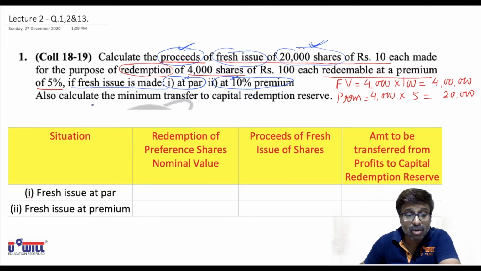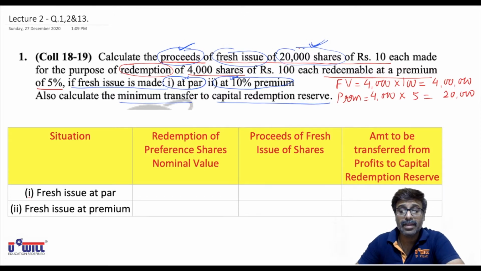And then they also ask to calculate the minimum transfer to capital redemption reserve. We have studied condition 2 of section 55 that there are 2 sources of redemption of preference shares. One is out of the profits of the company, which we studied in condition 3. If you redeem out of the profits, then they are to be transferred to capital redemption reserve. Then in condition 2, we studied the second source of redemption, which is the proceeds of a fresh issue of shares.